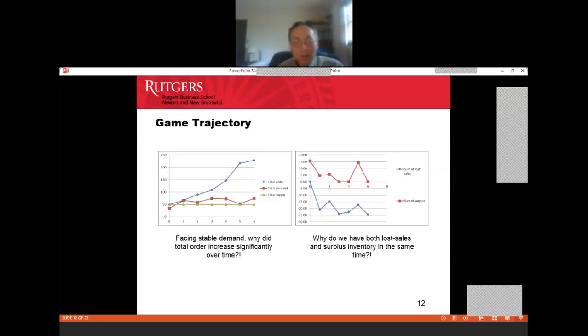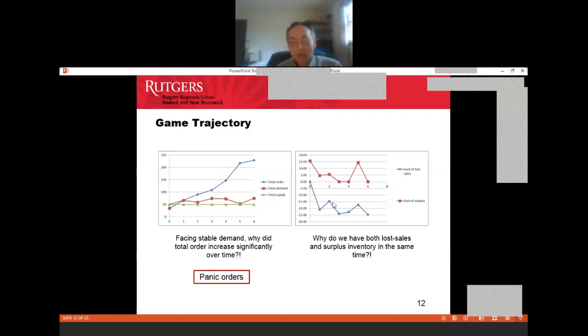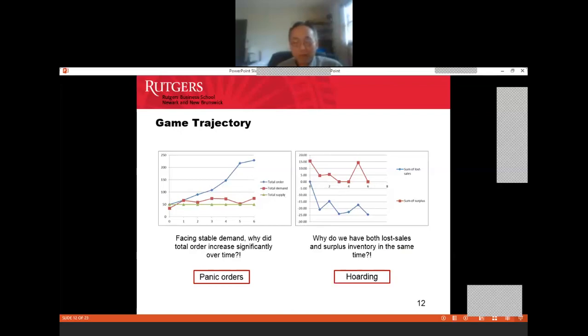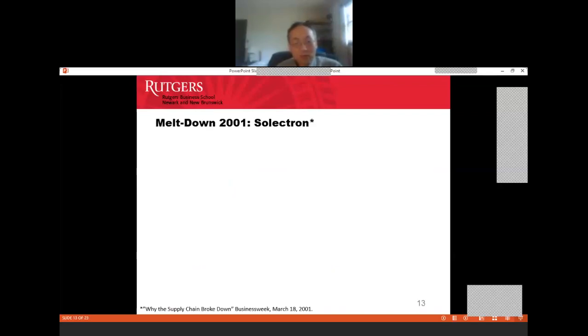Okay, now the game trajectory. If you look at the game, the demand is pretty stable, but slightly above the total supply. And you can see that this is the actual game result. The total orders shoot through the roof, right? This is panic orders. Now, if you plot out all the lost sales as well as all the supply surplus inventories, that is inventory left over that hasn't been sold, you find that both of them could be very large and positive, which means there's hoarding, right? Okay, so let me just get down to the game.